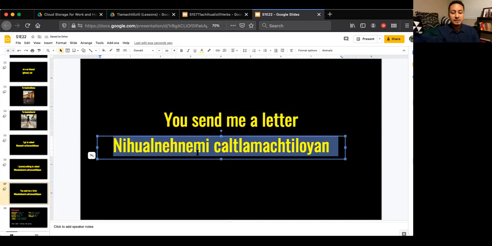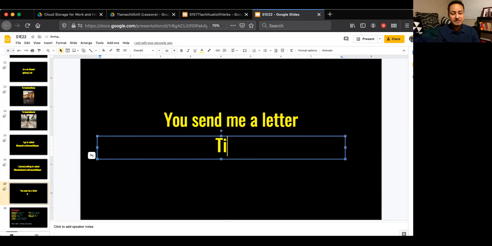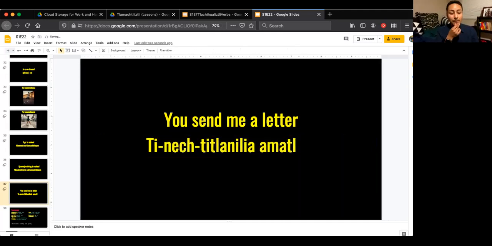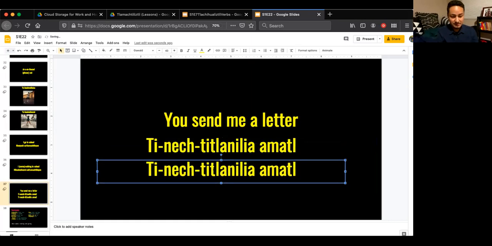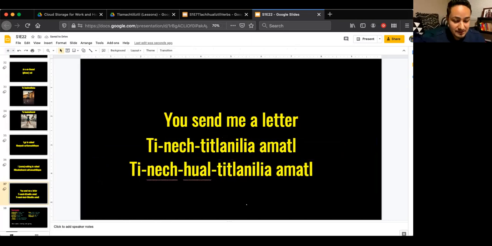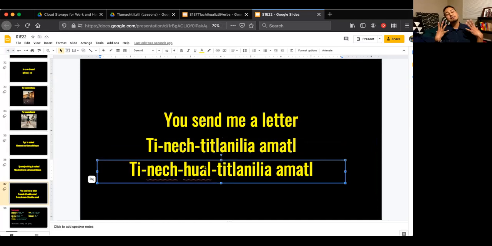This verb would be tinech titlanilia, and we're going to translate letter as amat, as paper, because that's probably how they would say it: tinech titlanilia amat. But you can say it that way, or you could also say it as tinech wal titlanilia amat, where this wal has that indication of motion from you to me.